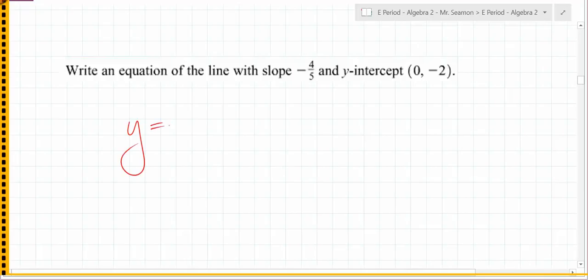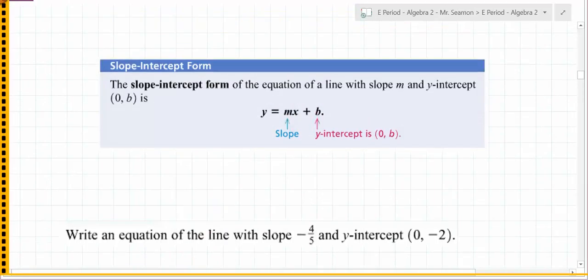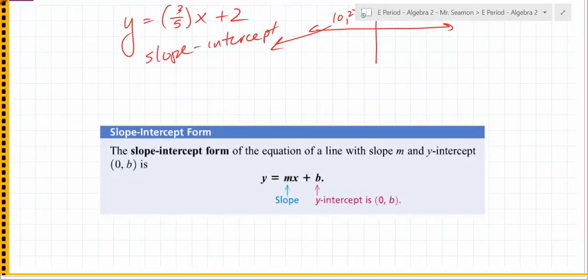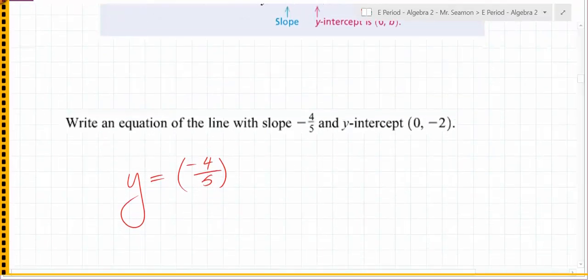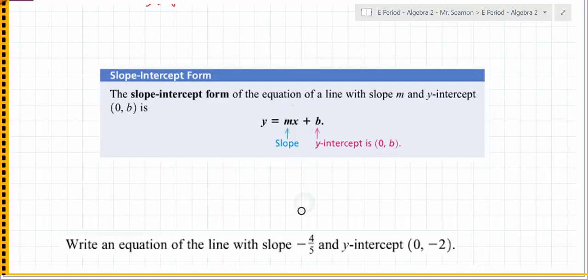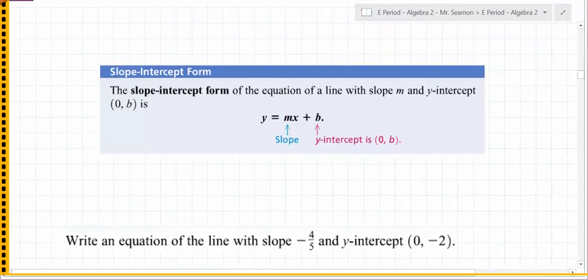Y equals? Y equals. Yep. -4 over 5 times? Times what? Let's look at the form again. It's y equals mx plus b, where it's slope in front of the x, and then b is the y-intercept. So -4 over 5 times what? No, let's look at this again. What does it say right there? Y equals mx plus b. The y-intercept is 0, but for the equation, this is the slope right there. You don't plug in anything for x in the equation. X is in the equation.